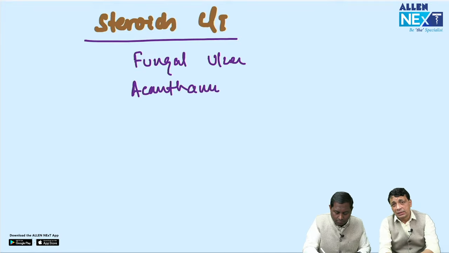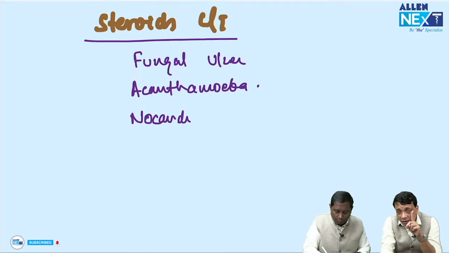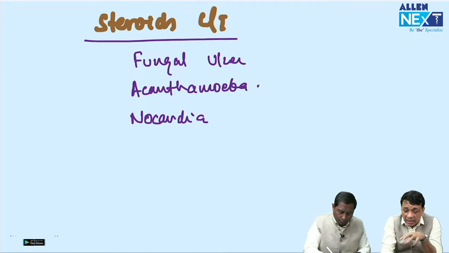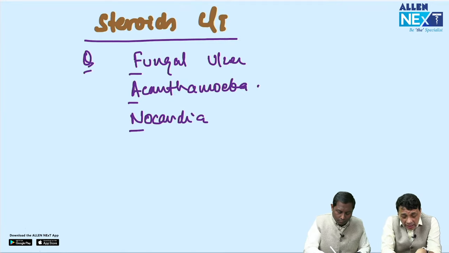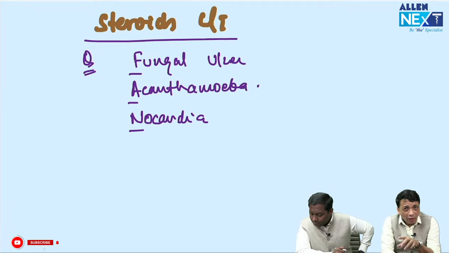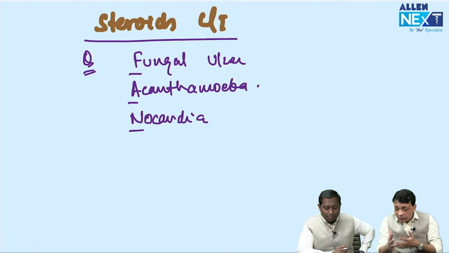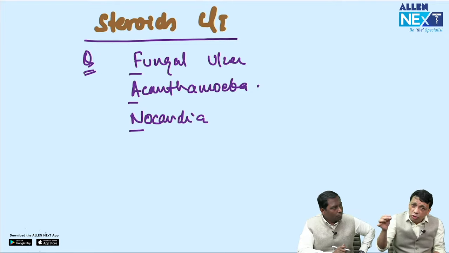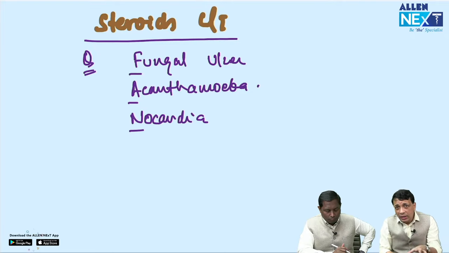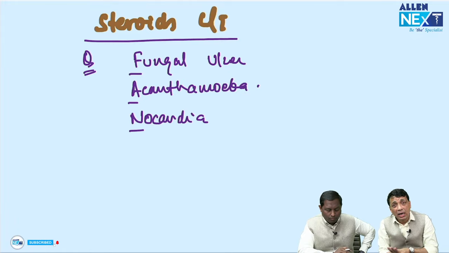In fact, even for bacterial ulcers, we only start steroids after two things. First, we have diagnosed what kind of bacterial ulcer it is, whether Pseudomonas or Staphylococcus, that is, we have identified the causative agent. And second, when we see that the drug is producing a healing effect. Once healing has started, we can judiciously start steroids to avoid the post-corneal scarring. But never in fungal, and with great caution in acanthamoeba and nocardia.